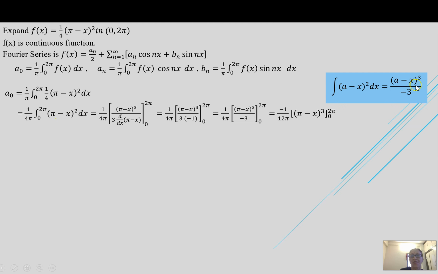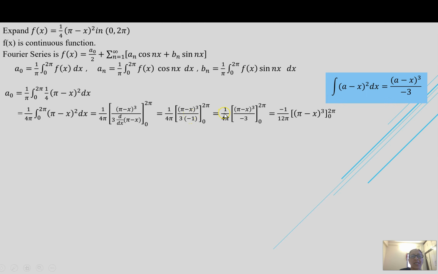Now we have to apply this formula here. According to this formula, here (π minus x) whole cube by, in this general formula I have written minus 3 directly, but here let us analyze that. How do you get that minus 3? So here (π minus x) whole cube by 3 into the derivative of this bracket, the derivative of π minus x. That means 1 by 4π (π minus x) whole cube by 3 into the derivative of π is 0, the derivative of minus x is minus 1. So here within the bracket we get minus 1.